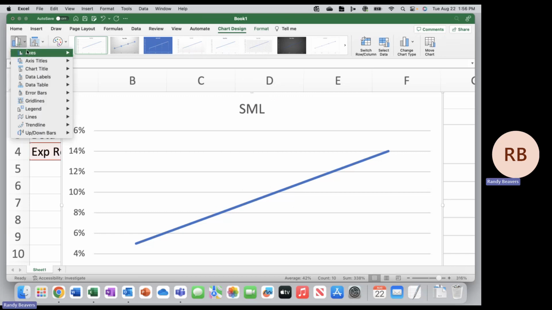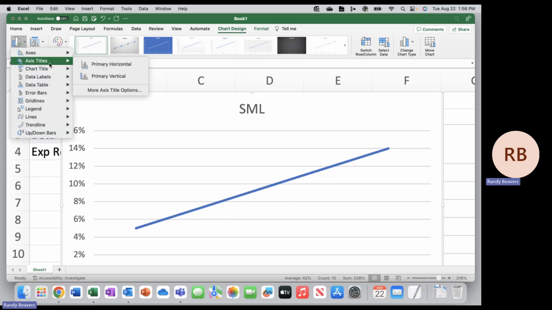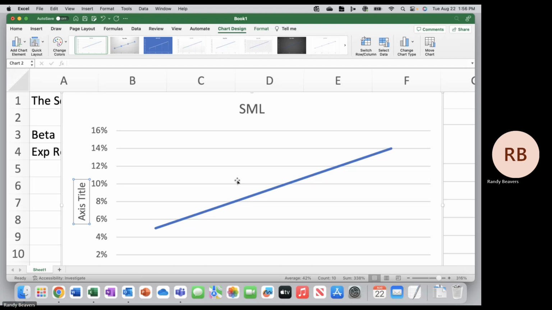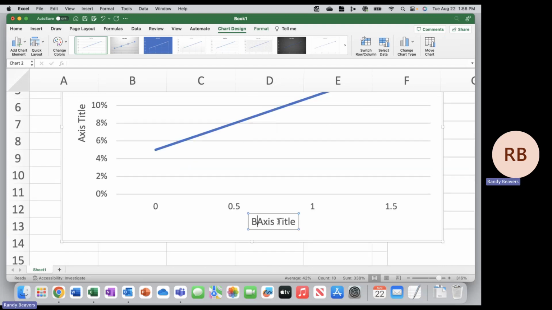And let's add some chart elements. Let's add some axes titles here. So down here we have our beta. And then here we have our expected returns.